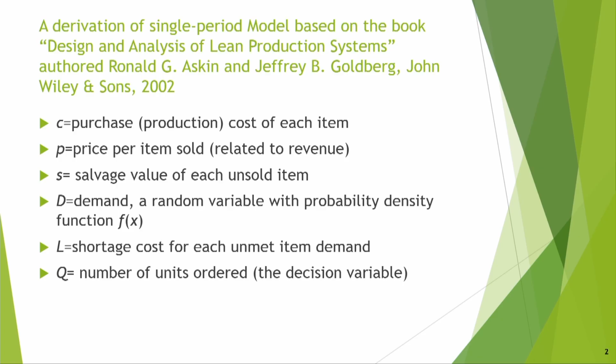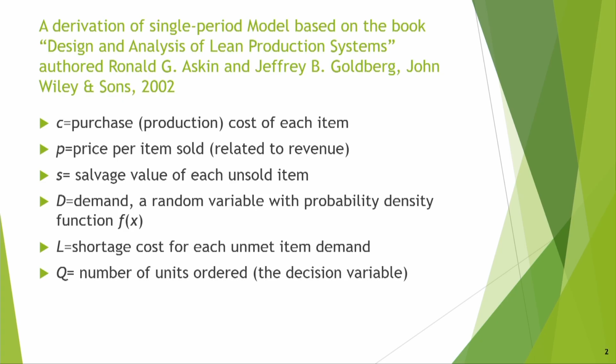We are discussing probabilistic inventory models, and in that connection we discussed some problem of a single period model. It was based on the book Design and Analysis of Lean Production Systems, authored by Ronald G. Askin and Jeffrey B. Goldberg. It was published by John Wiley and Sons in 2002.